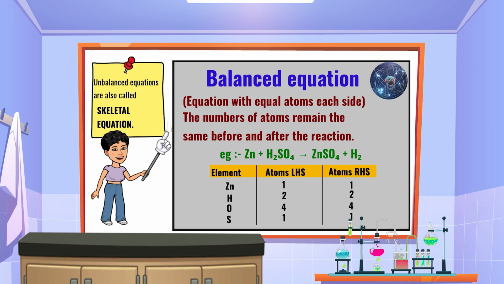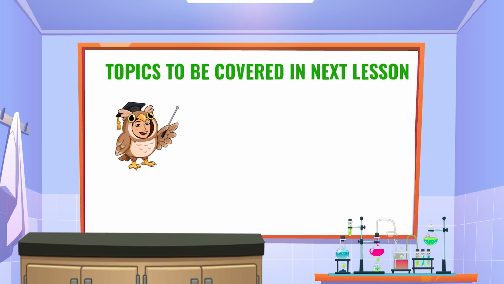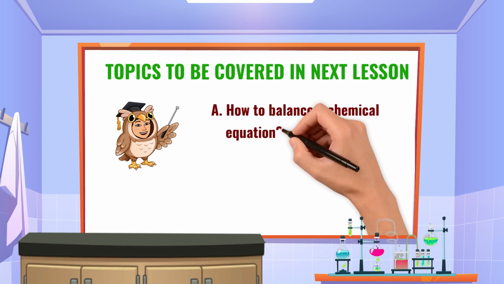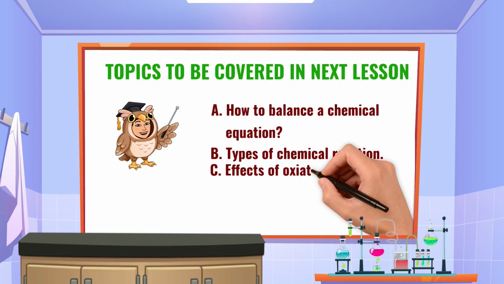Now after knowing the basic things, let us move forward. In the next part, we will be covering how to balance a chemical equation, types of chemical reaction which includes an activity, and last, effects of oxidation reaction in everyday life.